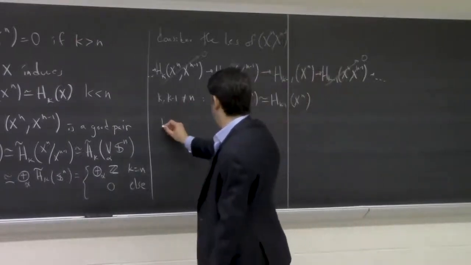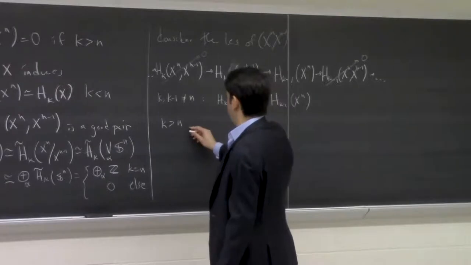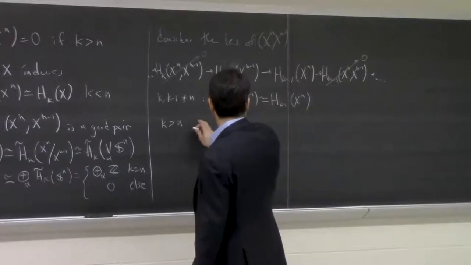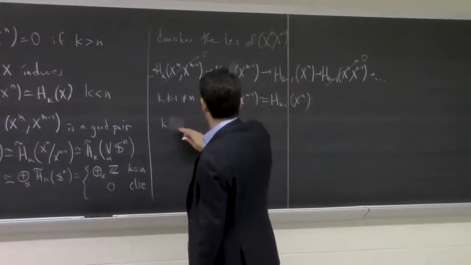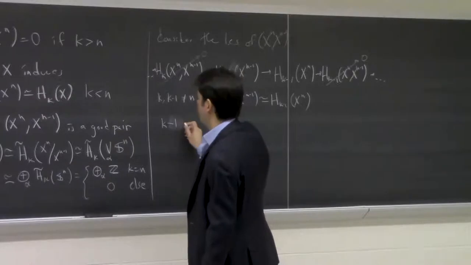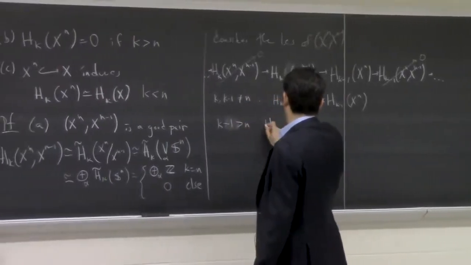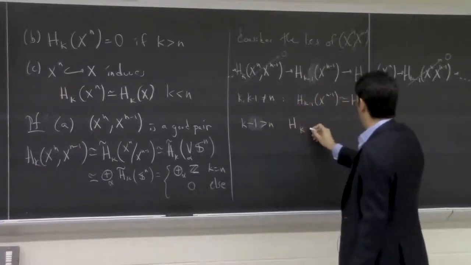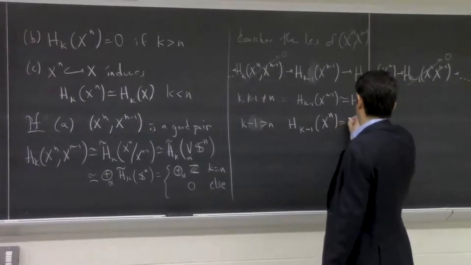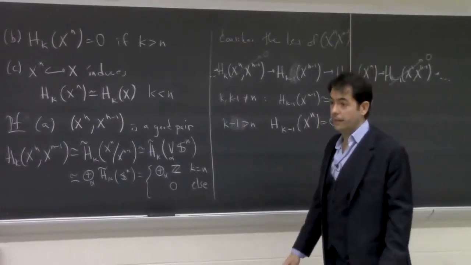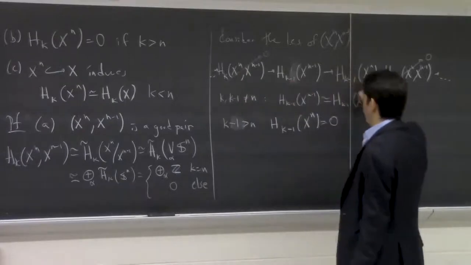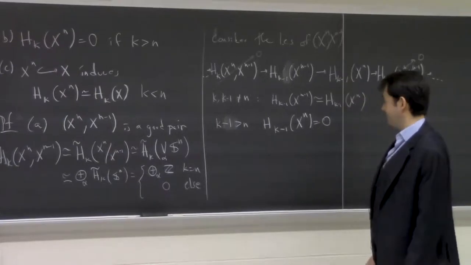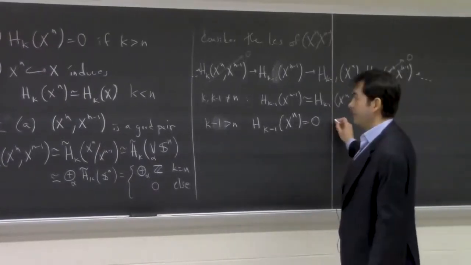So if k is greater than n, so let's say if k minus 1 is greater than n, then k and k minus 1 are not n, and so H_{k-1} of X_n is equal to 0. Which is what we wanted to prove, except that I put k minus 1s here when I should have put k for this to look nicer. Okay. So that takes care of B.